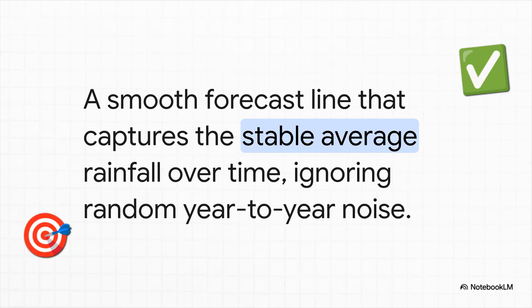And the result? You get this beautiful, smooth forecast line that perfectly captures the stable average. By using that tiny alpha value, the model successfully tunes out all the random noise from year to year and just locks onto that underlying 25-inch baseline. It found the signal hidden in the noise.